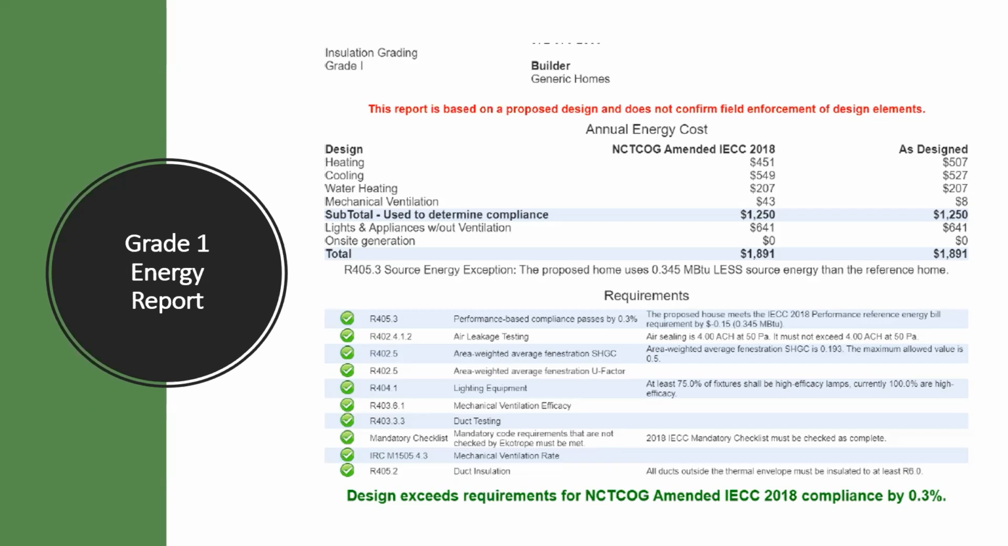So here we see the annual energy cost of the design compared to the reference, which is the North Central Texas COG amended 2018 IECC. It shows a total annual energy consumption of $1,891. As proposed, or as designed, it's equal to $1,891. So it says design meets requirements. It didn't change the dollar amount, but it's 0.3%. So that's grade 1. As you see below that, all the check marks are green, saying they've met all of these requirements.